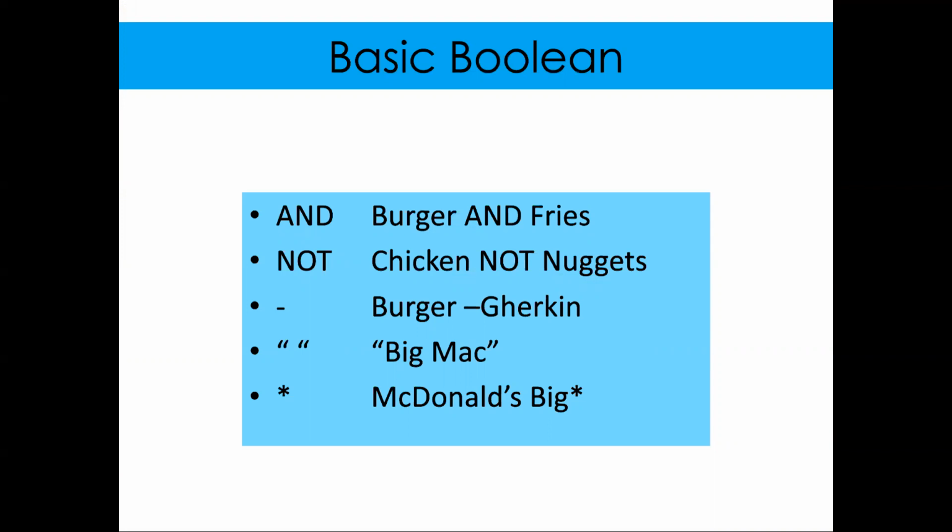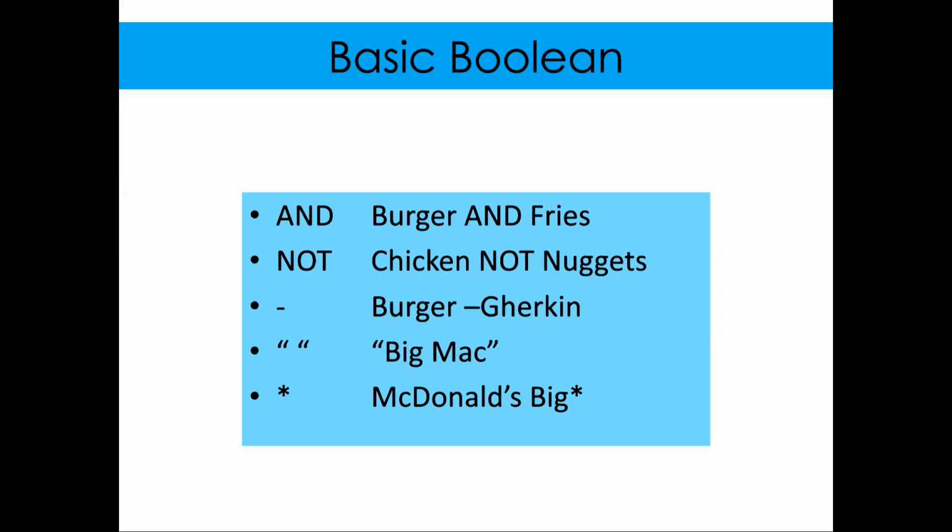As well as the question mark and asterisk that I just mentioned, there are a few other really useful tools that you can use on Google and iDiscover as well. They're known as Boolean logic, but don't worry about the name. The important part is being able to use them. So from this list here, we have "and": burger and fries will only bring back results that contain both words. Chicken not nuggets will bring back results for chicken that don't contain the word nuggets.